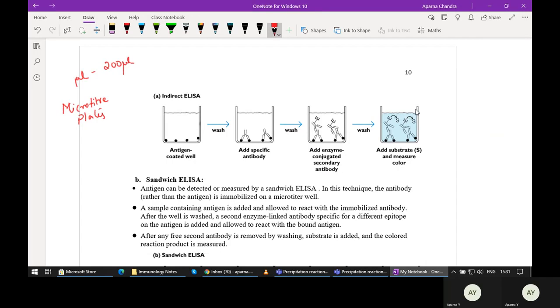Now we are doing it in a micro titer plate. So a micro titer plate can accommodate a maximum of 200 microliters. Now coming to how this micro titer plate is present. It is present as 12 by 8. That means you will have 12 by 8 wells in one small plate.